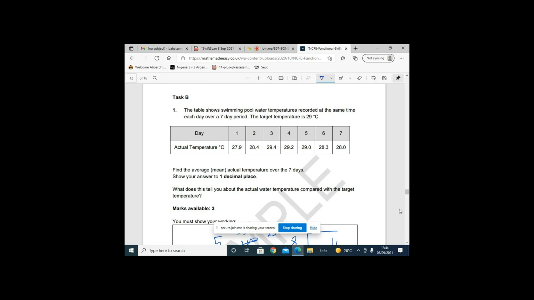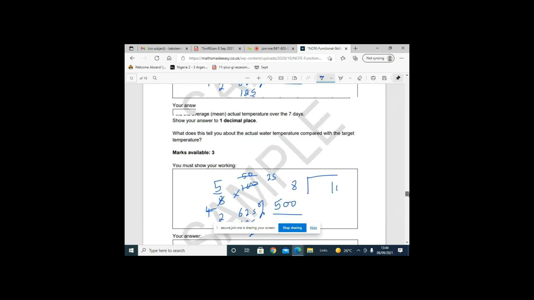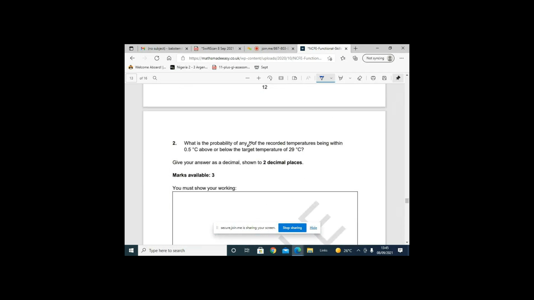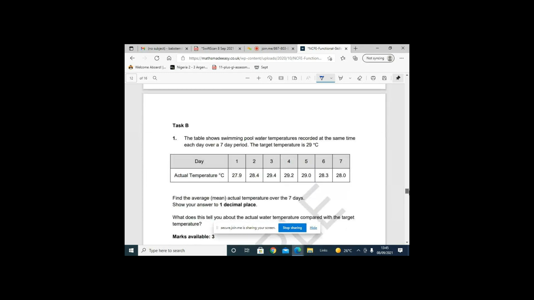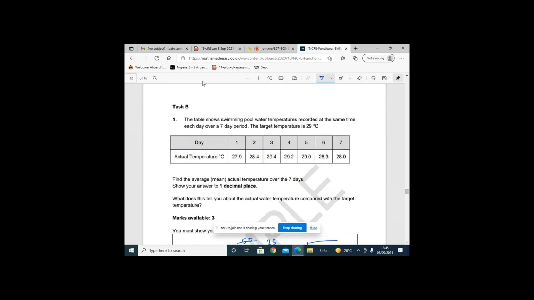I haven't read the question. So what is the question? Look at this part now. What is the probability that any one of the recorded temperatures is between 0.5 above and 29 below? So you check above 0.5, below 29. Look at the temperatures recorded now, above 0.5, between 0.5 and 29. What is the probability of picking a temperature recorded below that?